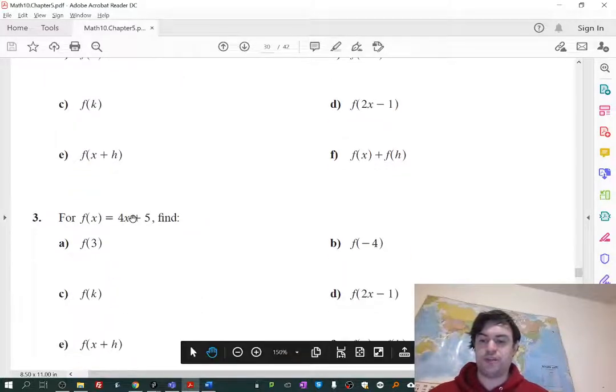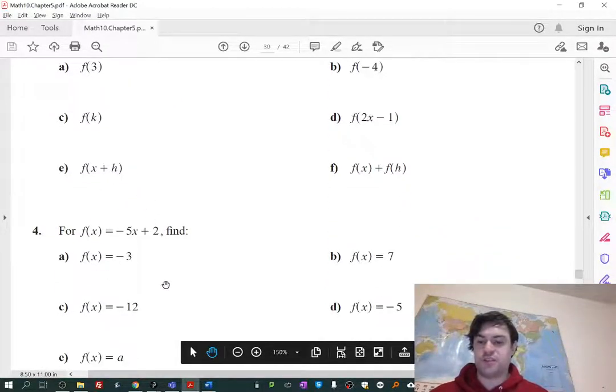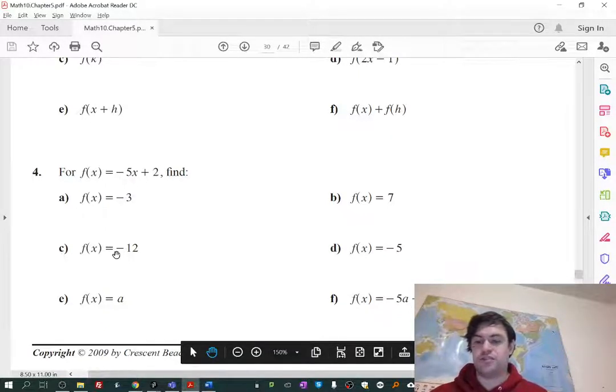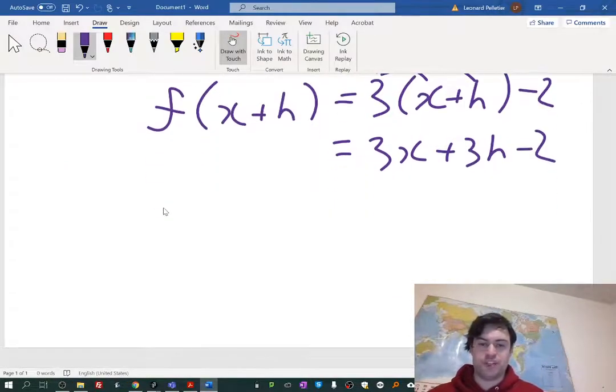Similar question to number 3. We have f of x equals 4x plus 5. Same values, but different function. Question 4, similar kind of thing. New function and new values. This time we're going to be setting f of x to a number, so we'll be solving for x. We need to find what x is when f of x equals negative 3. So let's do number 4. We'll do a couple of those together.